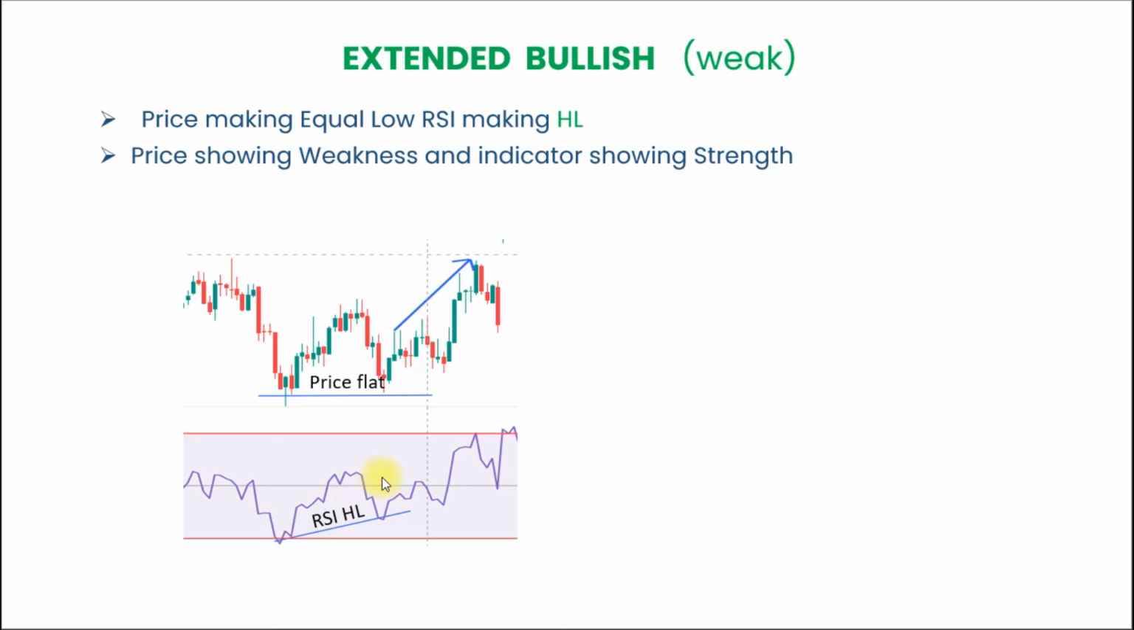In this extended divergence, either price or RSI, either one of the criteria might be flat and the other one can be making higher highs or higher lows. So here you see that price is flat and RSI is making higher lows. We can see the trend reversal after that because RSI formed a higher low. From there the trend reversal happened and price moved up.